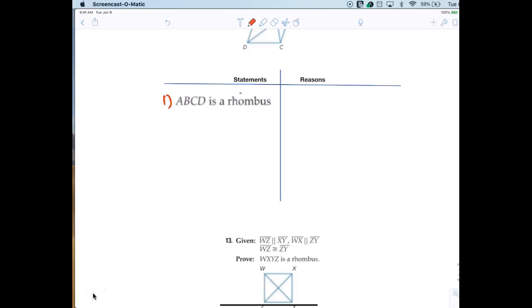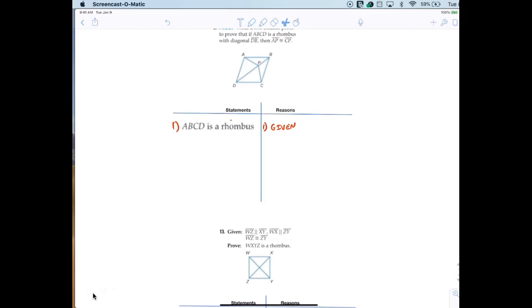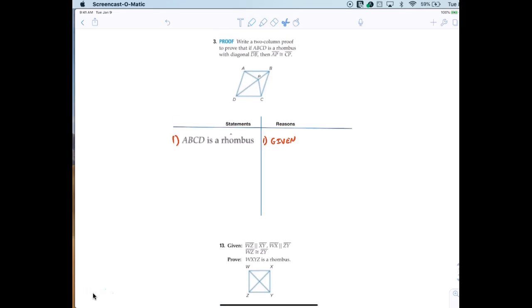One, and this is what? Given. All right, so it's a rhombus. So if it's a rhombus, I would go ahead and mark what? Yeah, I would mark the sides congruent. I'm not sure if that's going to help, but I'm going to mark it anyway. All of those are equal.